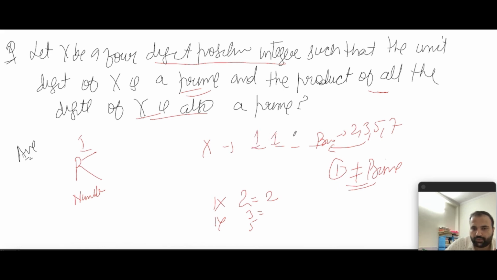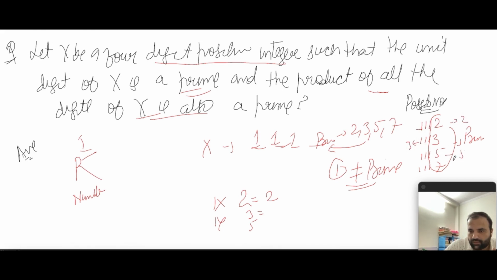So what can we do? Can't we put 1, 1, and 1 over here? Think for a moment. So the possible numbers are 1, 1, 1, 2; 1, 1, 1, 3; 1, 1, 1, 5; and 1, 1, 1, 7. Because in the unit place we have a prime. Multiplying 1 into 1 into 1 into 2 gives 2, with 3 gives 3, then 5, and 7. Look here and see if you have any confusion.